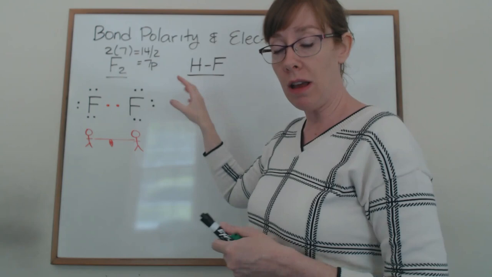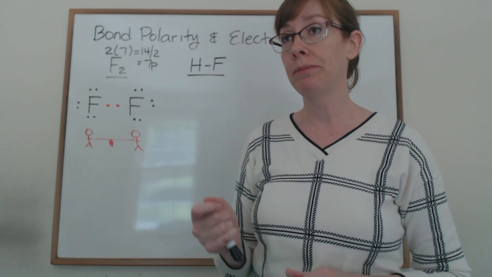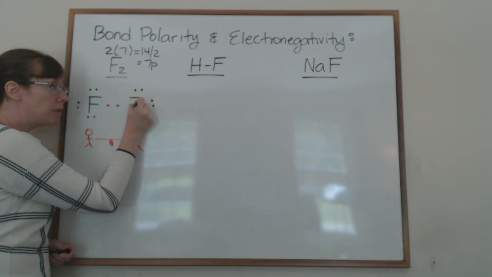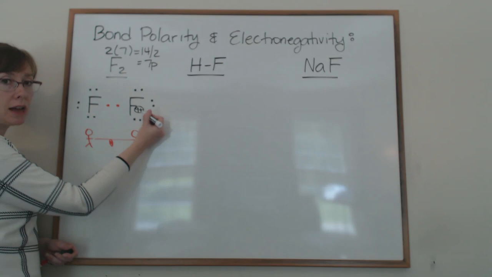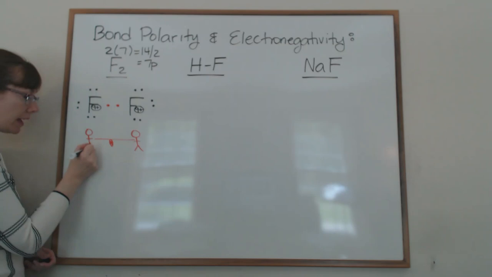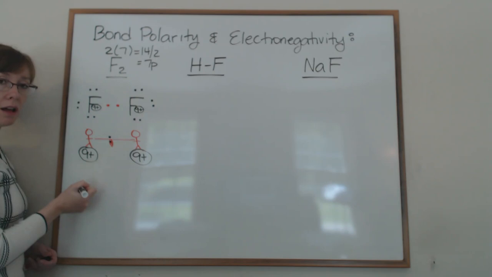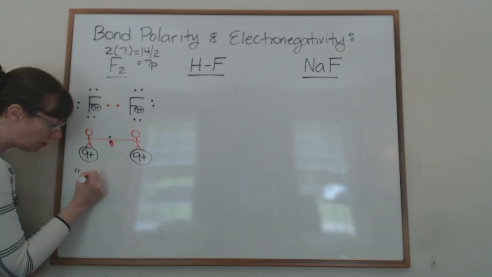So let's talk about the nucleus, because this is going to be important to understanding this concept. How many protons are in a fluorine nucleus? If you have your periodic table, you'll know that fluorine is atomic number 9. So fluorine's nucleus is a 9+ nucleus. Let me just write 9+. In that fluorine atom is a 9+ nucleus, 9 positive charges. But so is this fluorine. And that's why I'm saying a 9+ nucleus will pull just as hard as a 9+ nucleus. And if they're both pulling with the same strength on those two electrons in the middle, what you have here is called equal sharing of electrons.